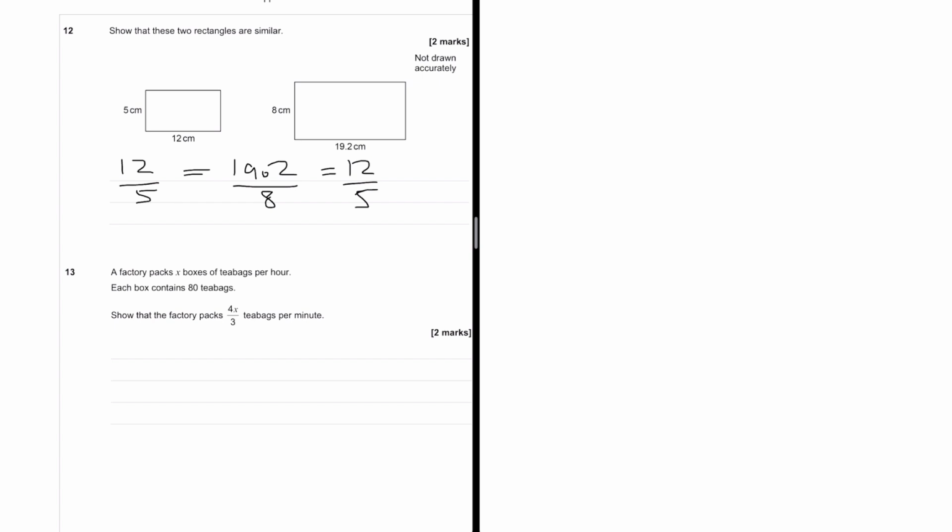For question 13, we're told that the factory packs X boxes of tea bags per hour, and each box contains 80 tea bags.